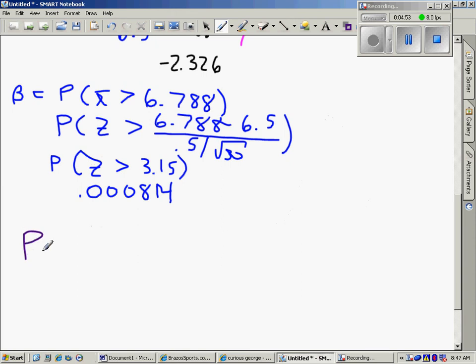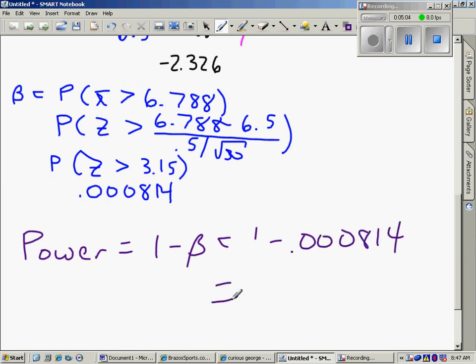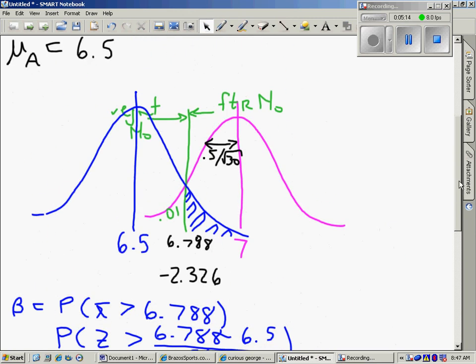And then to find power, it's 1 minus beta. So it's 1 minus 0.000814. So it's 0.9992. That's power. And on the picture, power would be all of this. The stuff in the reject H0 region under the blue curve.